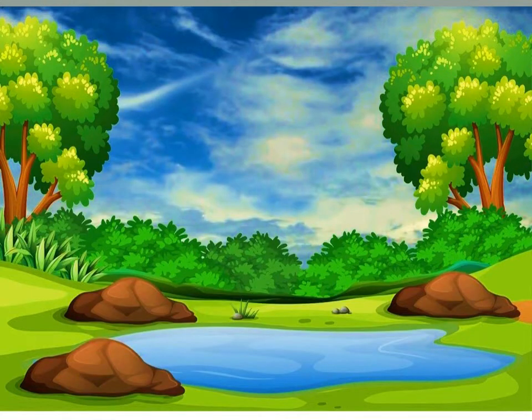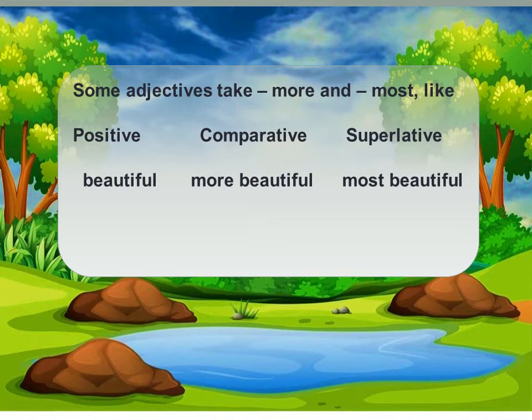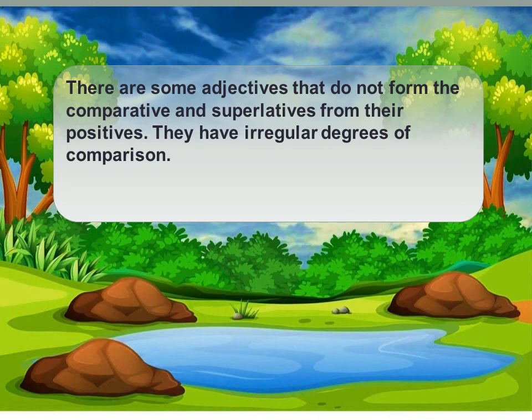If the adjective is long, having two or more syllables, then add more and most before comparative and superlative degrees. For example, beautiful, more beautiful, most beautiful. There are also some adjectives that do not form the comparative and superlatives from their positives. They have irregular degrees of comparison. For example, good, better, best, or bad, worse, worst.